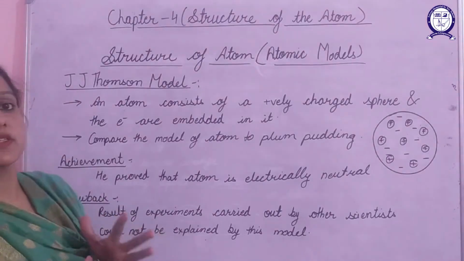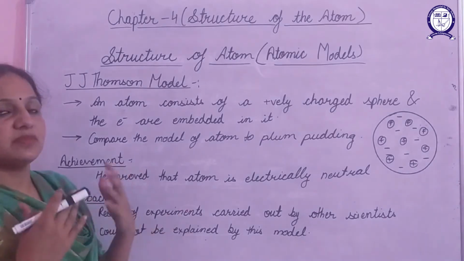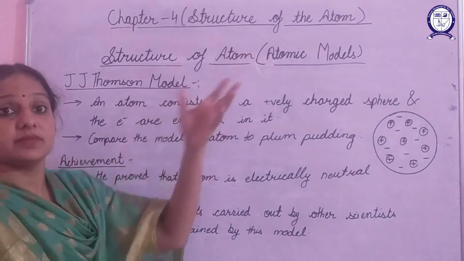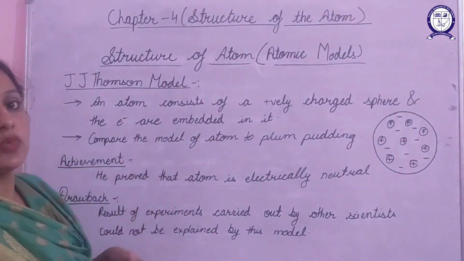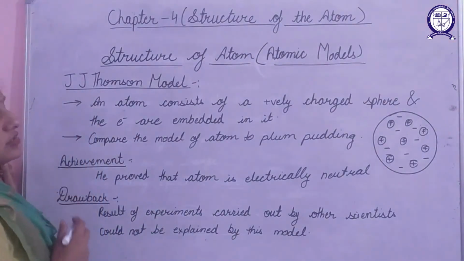After the discovery of electrons, protons and neutrons, experiments started to be carried out on the atomic models, on what the structure of an atom would basically look like. Related to that, different models came. The first model was the J.J. Thomson model.